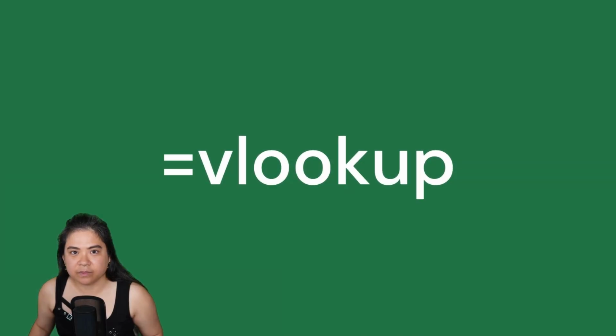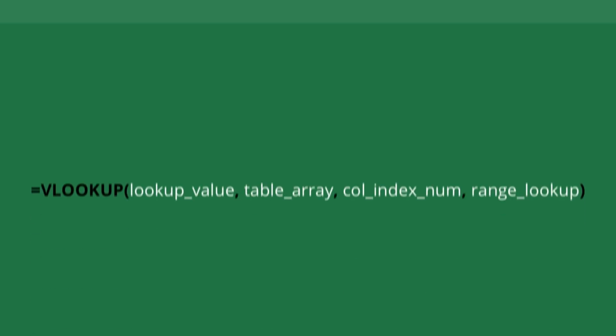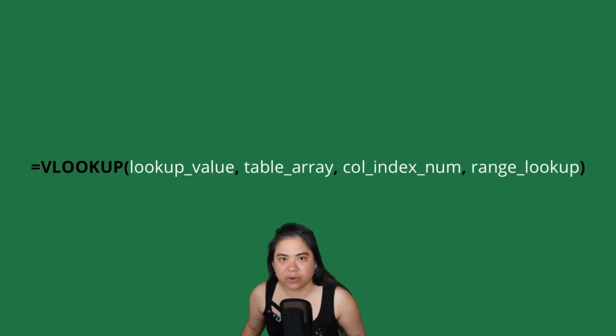VLOOKUP. VLOOKUP is used when you need to find things in a table or a range by row. VLOOKUP consists of 4 elements within its parentheses: a lookup value, table array, column index number, range lookup.